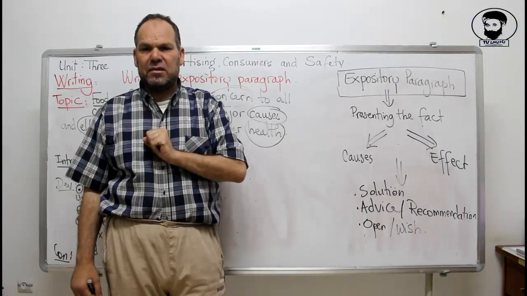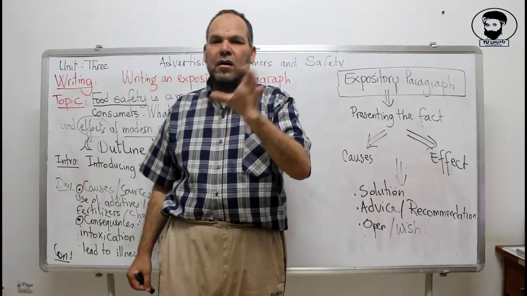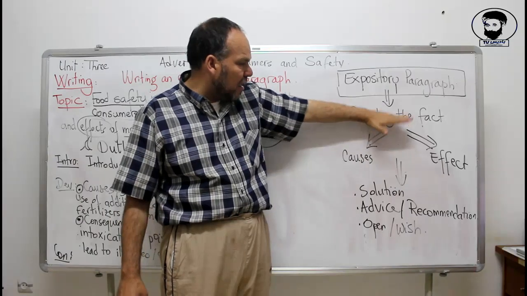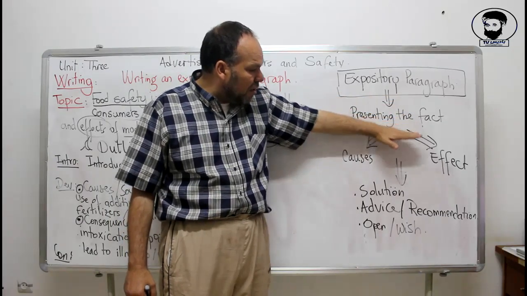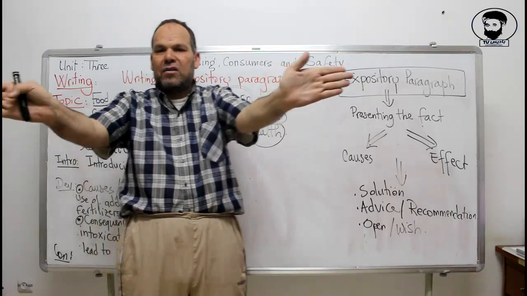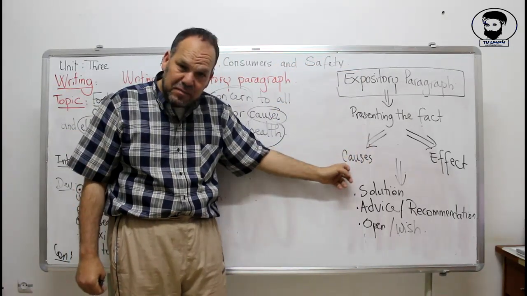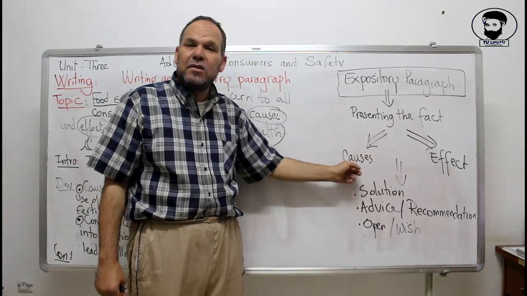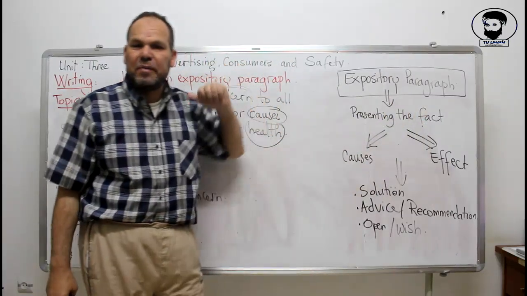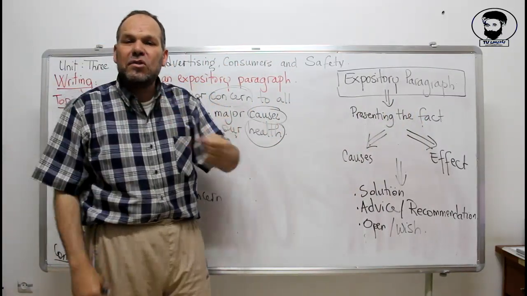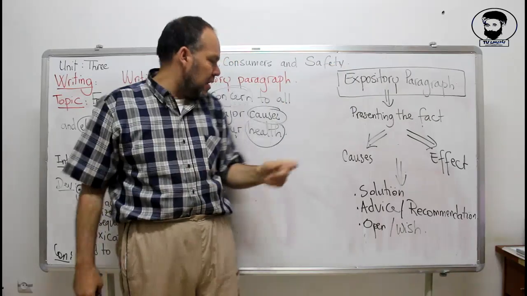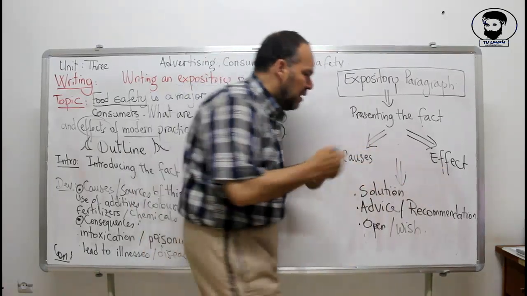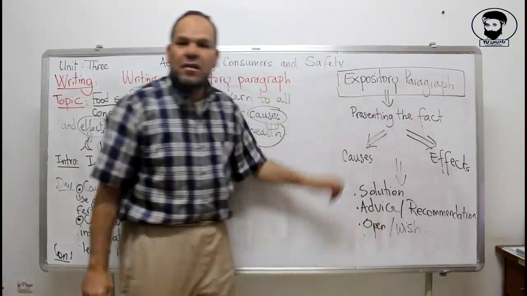A fact, for example, embezzlement, fraud and cheating. Now, when we present the fact in the introduction, in the development we divide into two directions. First, we speak about the causes of this fact. For example, what are the causes and origins of problems that concern food safety, in our topic? And what are the consequences of these on the consuming and on the health of people? So we're talking about the causes and the effects of this fact.